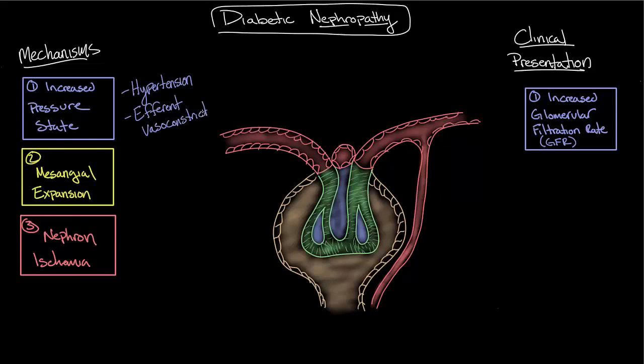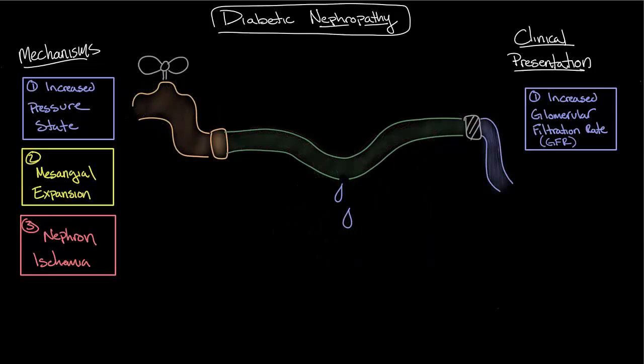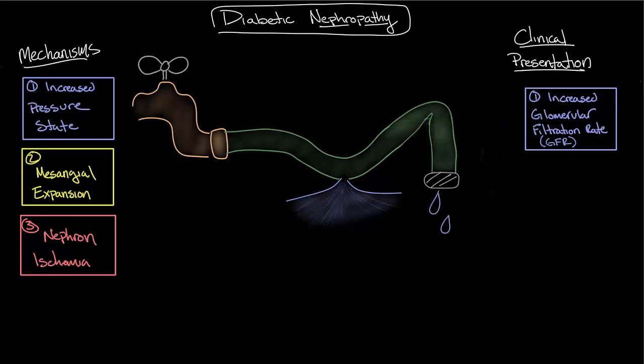So let's use a common garden hose to help illustrate how this increased pressure state will ultimately result in an increased glomerular filtration rate. So imagine you have this garden hose and it has a small hole in the middle of it. First you're going to open up the spigot and increase the pressure and flow through the hose. And intuitively, this is going to increase the rate at which water is leaking from the hole in the hose. Next, you partially kink off the end of the hose distal to the hole, and once again this is going to further increase the rate at which water leaks from the hose.